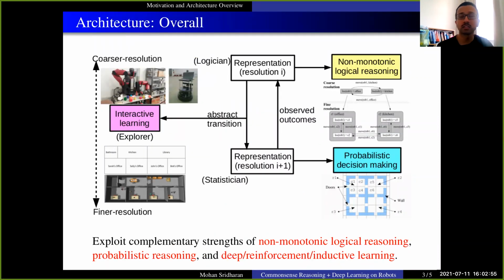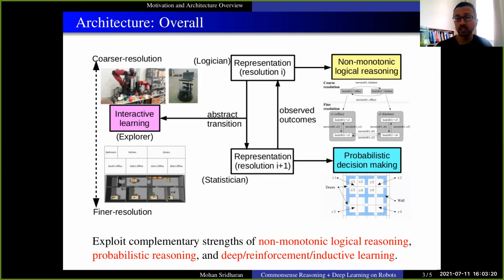If you look at this here, you have a coarser resolution where a logician performs non-monotonic logical reasoning about, say, a domain with different places and rooms. But at the same time, the robot is capable of refining this and selectively focusing its attention at a particular region at a higher resolution, right? As and when needed, automatically. And then you do some form of probabilistic decision making as needed.